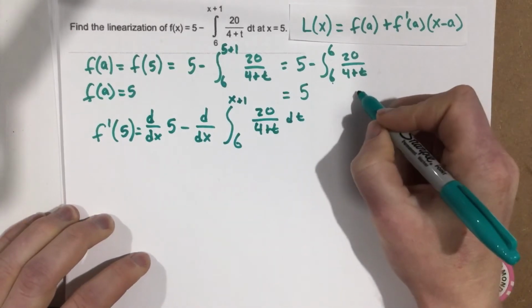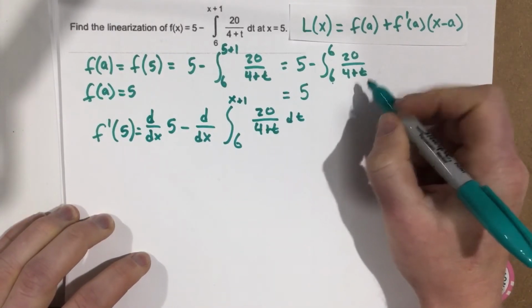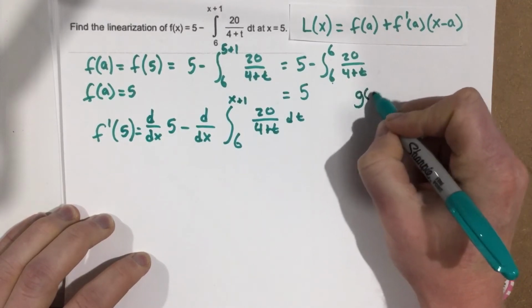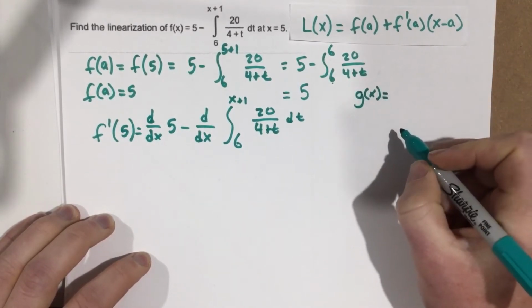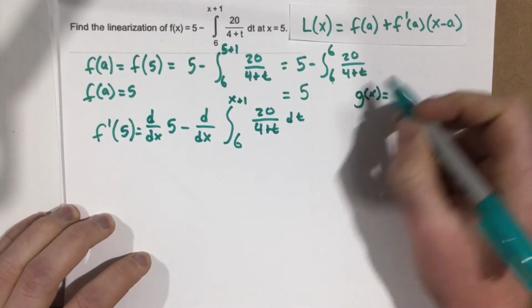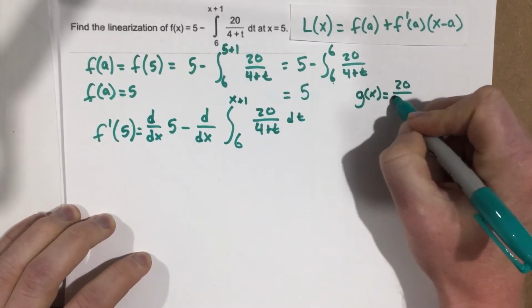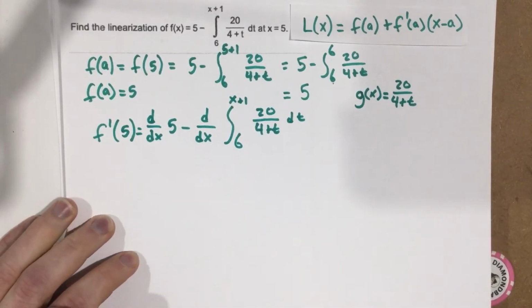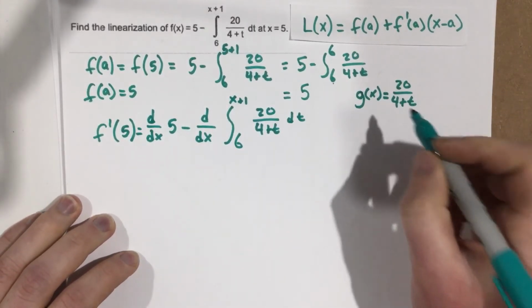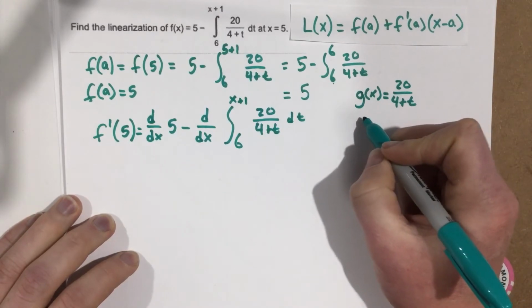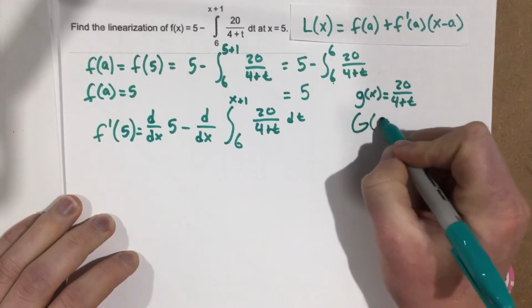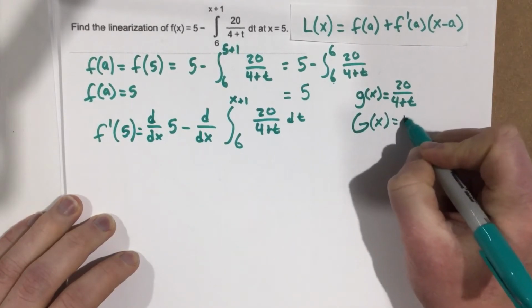So I'm going to call this g of x this time. So we're going to say g of x is going to equal 20 over 4 plus t. And then I want you to realize that when I refer to capital G of x, that's going to be the integrated function.